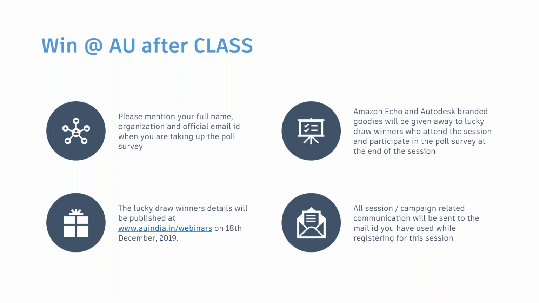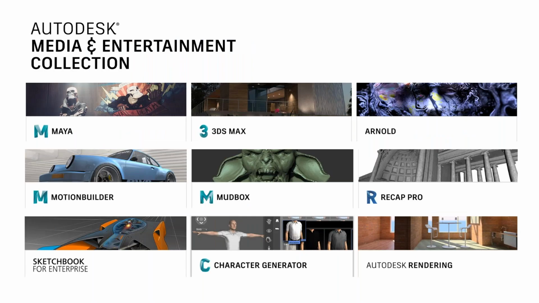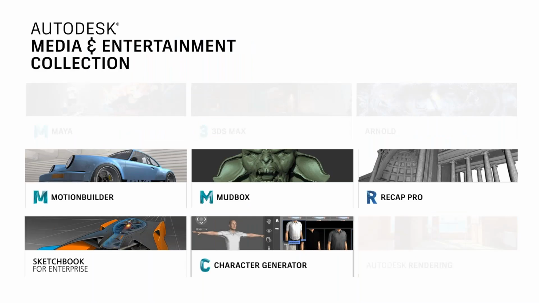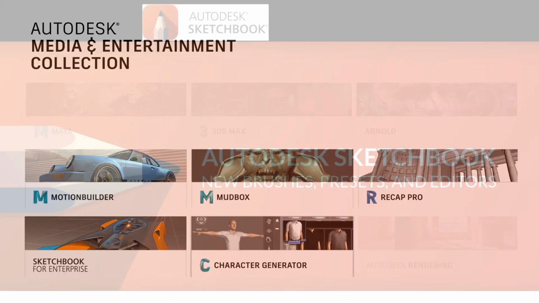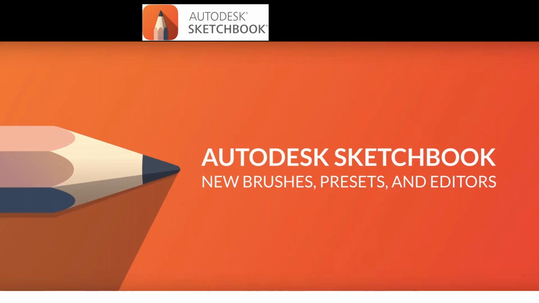All right, moving ahead. For all the attendees who attended the previous session last week, you know that I spoke about a couple of products: Motion Builder, Mudbox, Recap, Sketchbook, and Character Generator. Just a recap of the products we spoke about last week. We spoke about Sketchbook, which is a 2D design tool. You can do your character designing and layouts for pre-visualization using Sketchbook. And if you want to create a model from scratch using a sculpt-based tool, Mudbox is the tool.